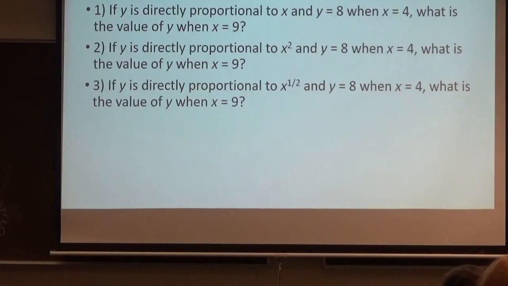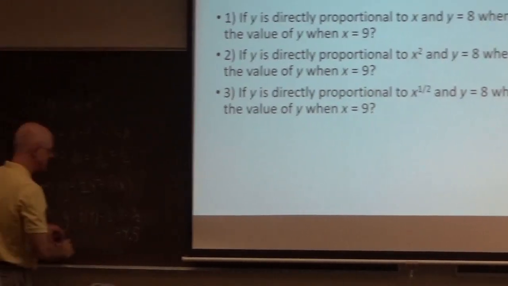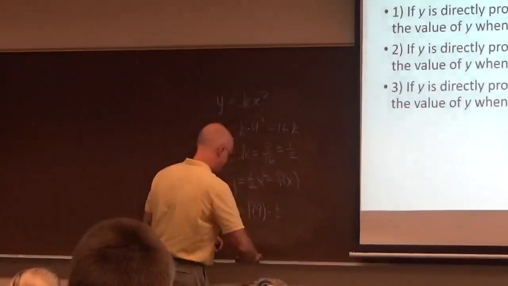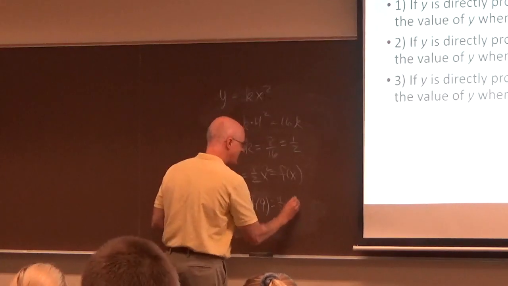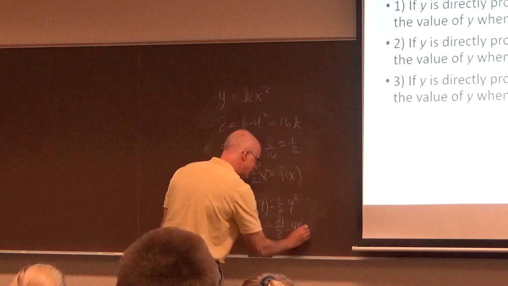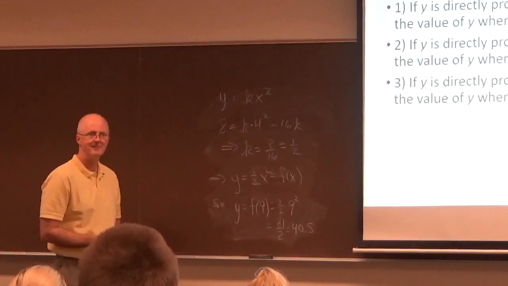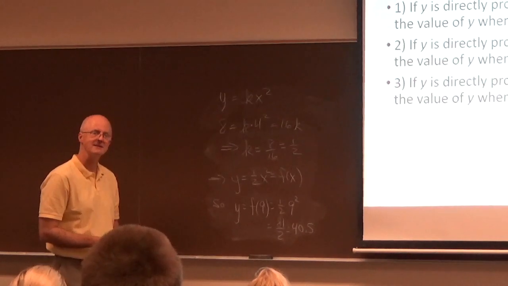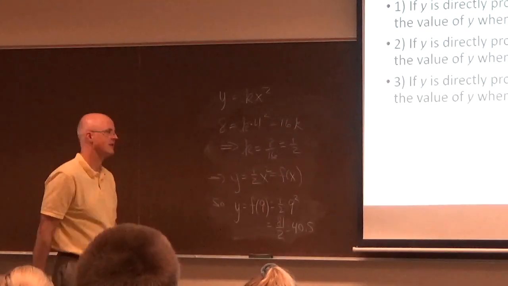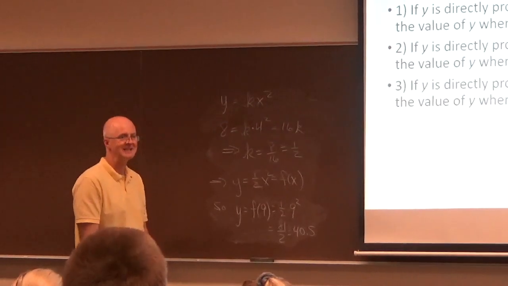You forgot to square x, didn't you? Did I forget to square x? Yeah. Thank you. Is that my first mistake or my second mistake? I forgot. I'm trying to go too fast here. 81 halves, which is 40.5. Thank you very much. I think that's my second mistake. Well, first mistake in this part of the lecture. I do go too fast sometimes, okay?